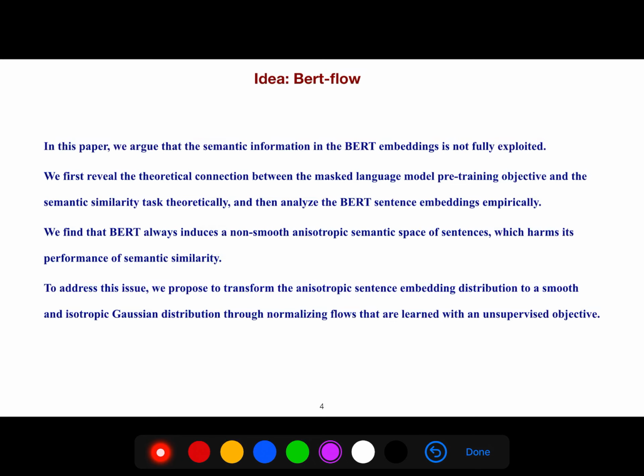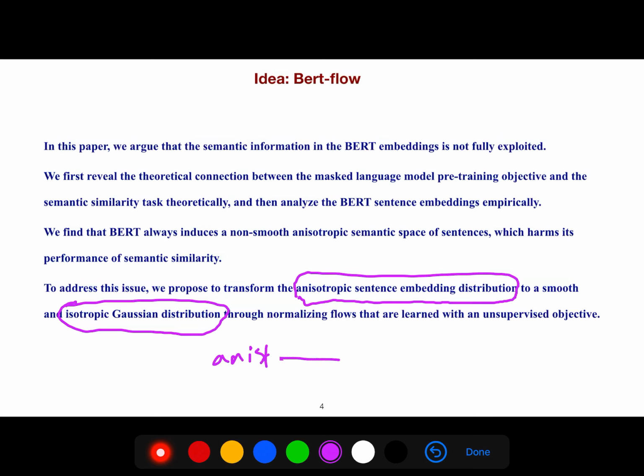To address this issue, we propose to transform the anisotropic sentence embedding distribution. We transform this distribution to a smooth isotropic Gaussian distribution. So from anisotropic distribution, we go to isotropic Gaussian distribution. But how can we do this? Just using normalizing flows that are learned with an unsupervised objective. Because normalizing flows and many of these generative models are part of unsupervised learning.